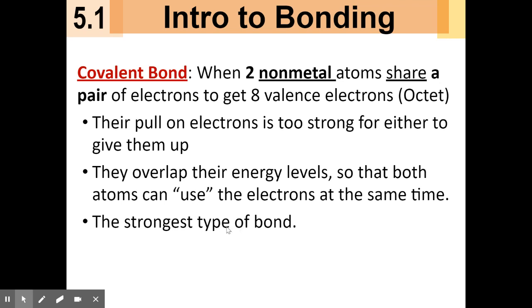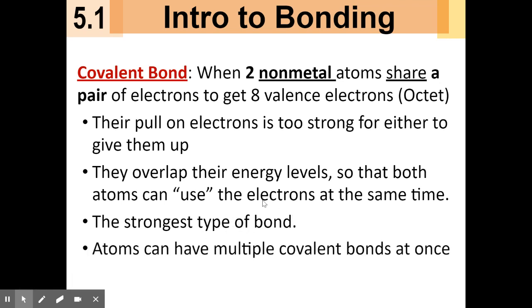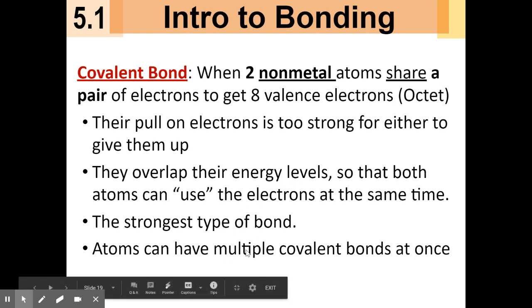Sure, why not? Okay, this is the strongest type of bond. It is the strongest type of bond because it involves the atoms actually overlapping, and atoms can form multiple covalent bonds at once, right? Just like a complex family, I guess, might have to split up multiple Christmases in different locations if you have step siblings or something like that, okay?